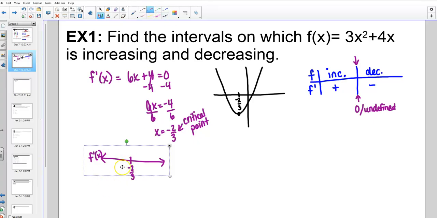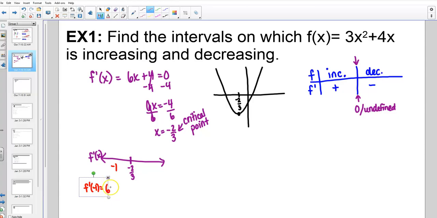What would be an easy number to pick below negative 2/3? Negative 1 would probably be your easiest number to try to plug in right here. You can probably do this in your head, but you're doing f prime of negative 1, and it could be any number below negative 2/3. You could use negative 3, negative 5, negative 1,000, whatever you want, but negative 1's the easiest one to plug in.